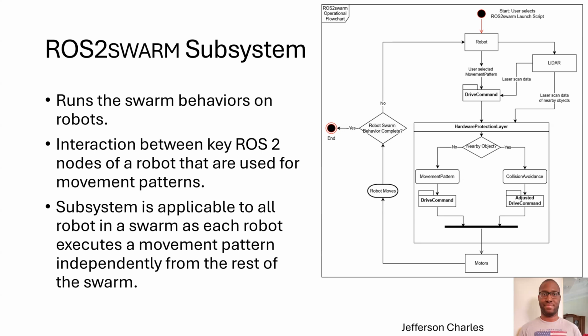And if there is no object near the Turtlebot, the movement pattern that the user selected is just executed towards the drive command, and that's sent to the motors, and then the robot performs whatever movement pattern, or if there's an object near the robot, it avoids that object.